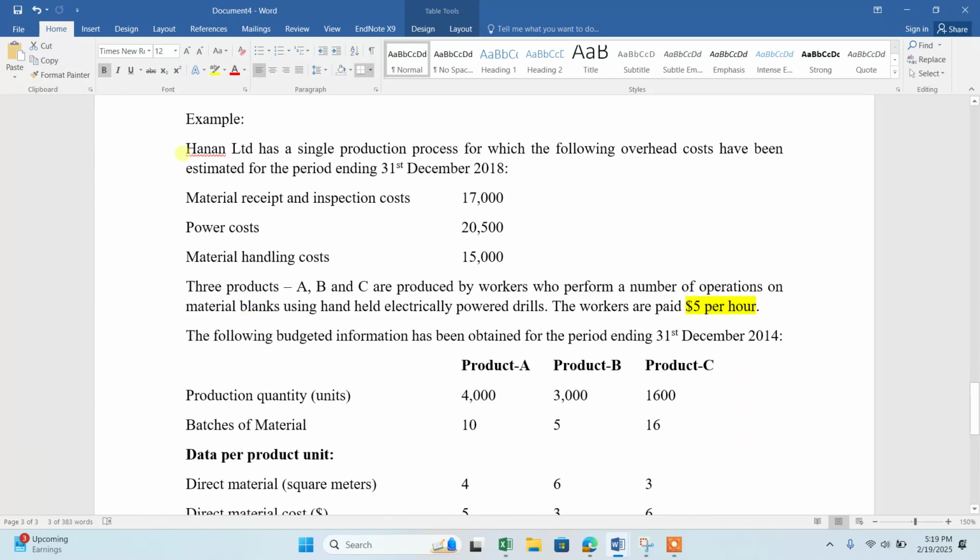The example I'm going to consider is a company called Hanan Limited. It has a single production process for which the following overhead costs have been estimated for the period ending 31st December 2018. Now this company is producing three different products A, B, and C, but this is their overhead cost.